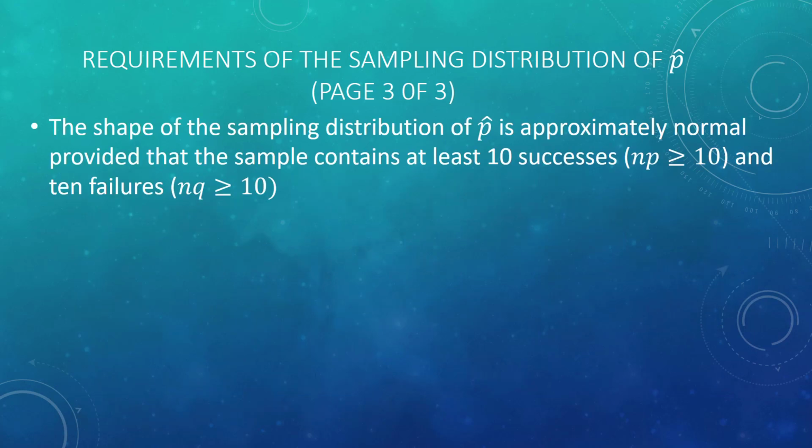The last requirement that we need to discuss is that the shape of the sampling distribution of p hat can be considered approximately normal, provided that the sample contains at least 10 successes and 10 failures. We usually decide this by saying that np has to be greater than or equal to 10 and nq has to be greater than or equal to 10. That's the mathematical equivalent of saying that there are at least 10 successes and 10 failures.